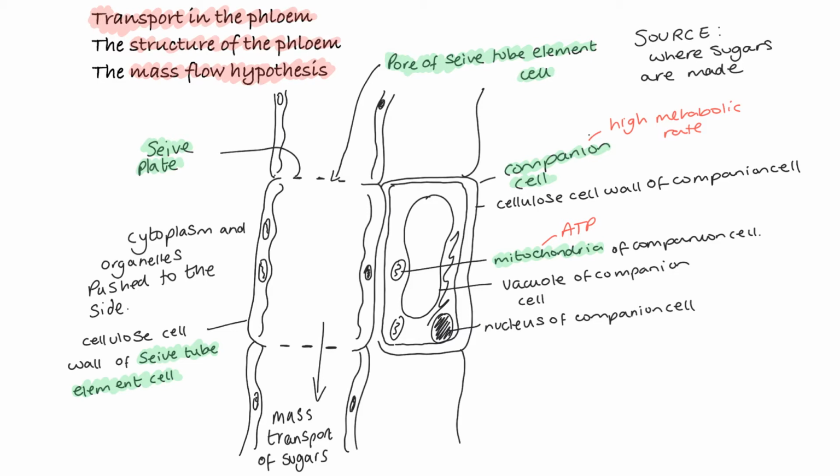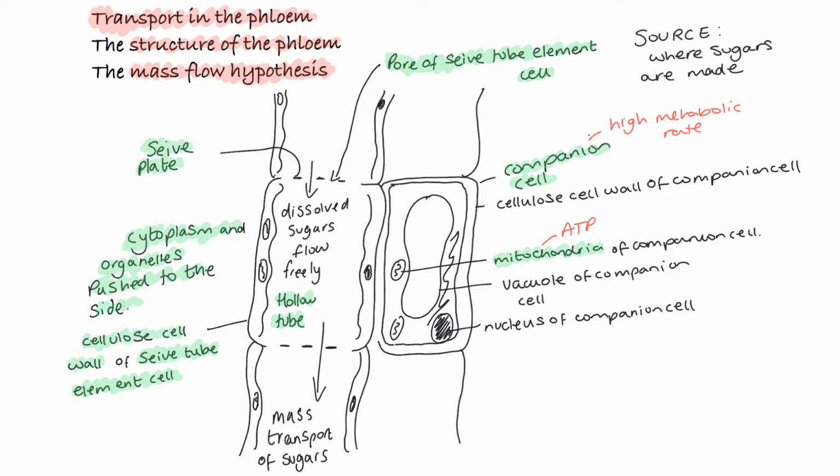So we've got this big space in the middle of the cell, so we can see that the cytoplasm and the organelles, they're pushed to the side. This creates a space for a continuous flow of dissolved sugars to move through. So they've got very little cytoplasm, very few organelles, everything's pushed to the edge. This creates more room. It's basically a hollow tube through which the sugars can travel. They also have really thick, strong walls to be able to withstand the high pressure at which the sugars are travelling.